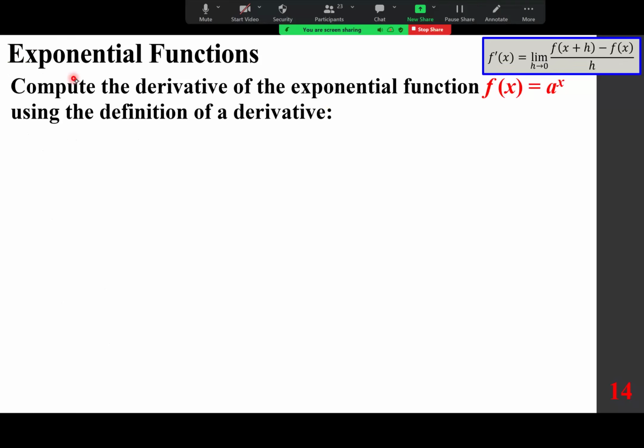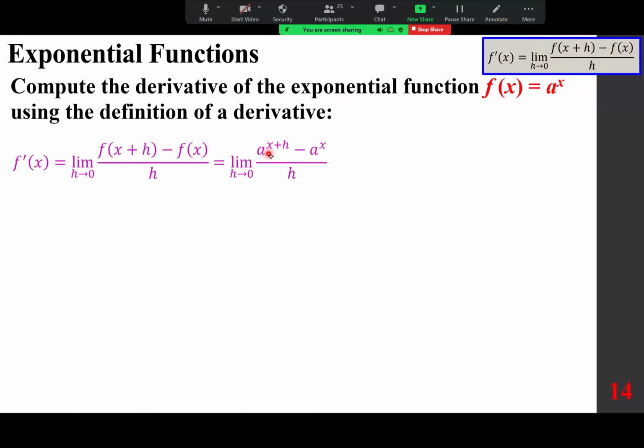All right, exponential functions. Compute the derivative of an exponential function f of x equals a to the power of x, a general format, using the definition of a derivative. And of course the definition, f prime of x is the limit of f of x plus h minus f of x over h as h approaches 0. So using that, then we get the limit as h approaches 0 of a to the power of x plus h minus a to the power of x, over h. So that's what we get.